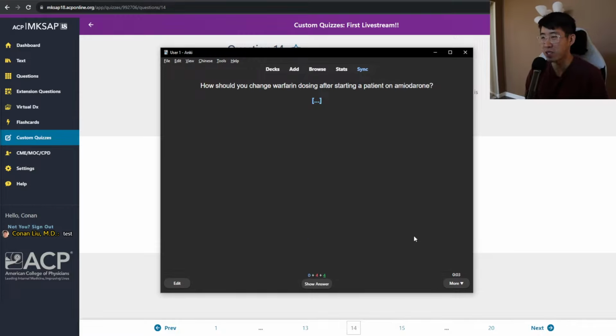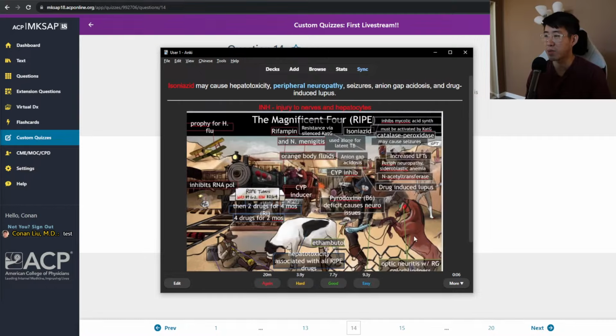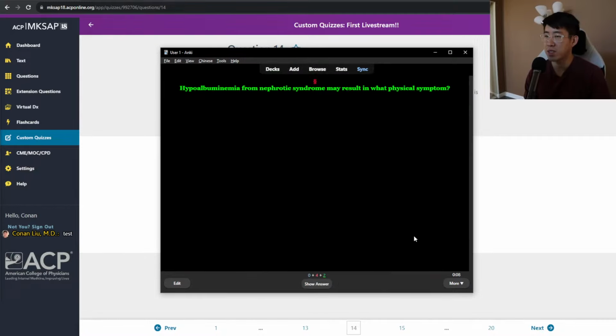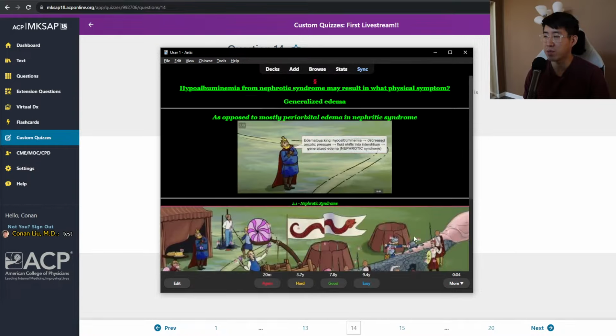How should you change warfarin dosing after starting a patient on amiodarone? We did this one earlier, but we should reduce it because amiodarone inhibits CYP450. Isoniazid may cause hepatotoxicity and peripheral nerve damage, peripheral neuropathy, as well as these other problems. Hypoalbuminemia from nephrotic syndrome may result in what physical symptoms? It's going to be edema all throughout.